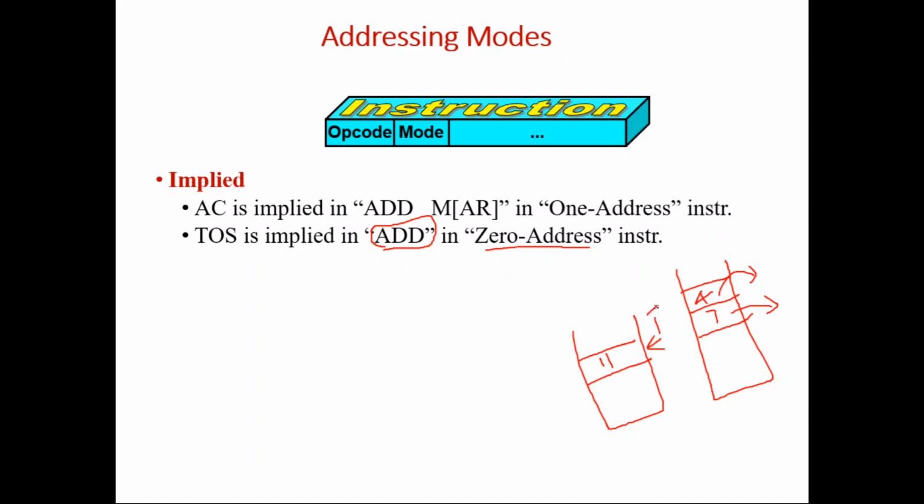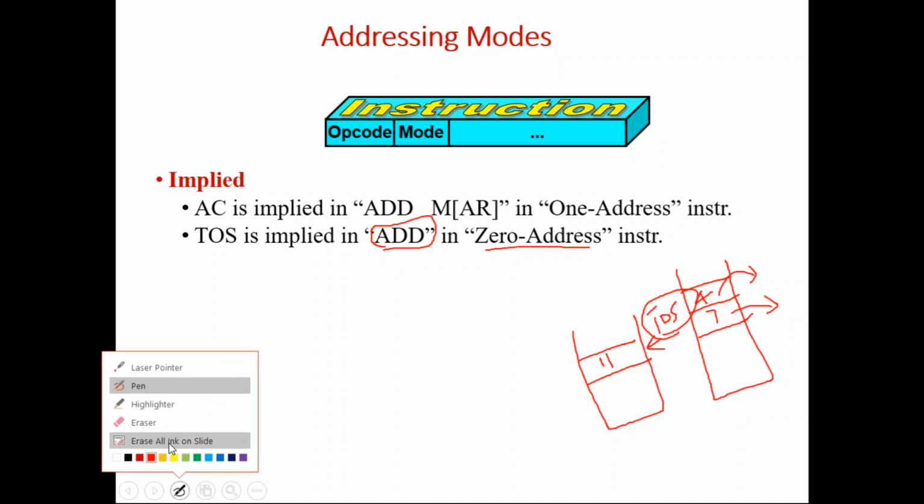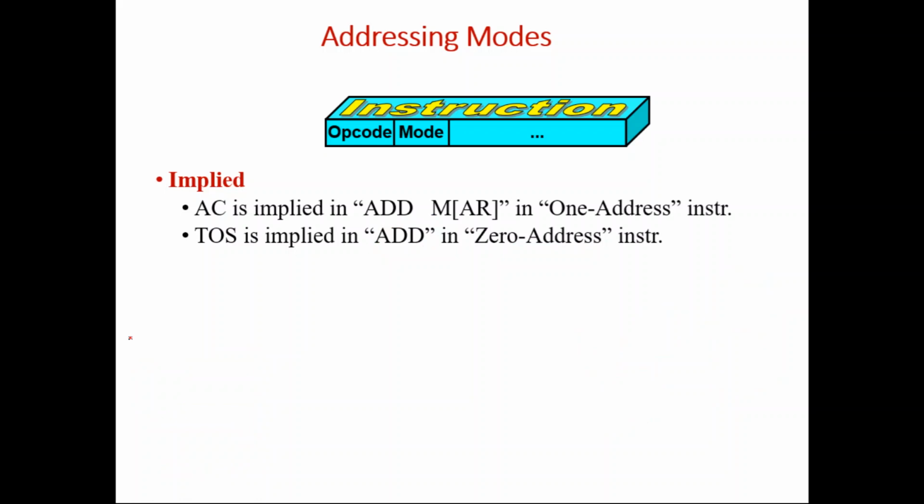Okay, so here also, does this instruction anywhere talk about TOS? No, it is not directly in the instruction. We are not at all using the term TOS. But whenever you use the zero address instruction, TOS is actually involved. So TOS is implied here. So such instructions come under implied addressing mode, right?